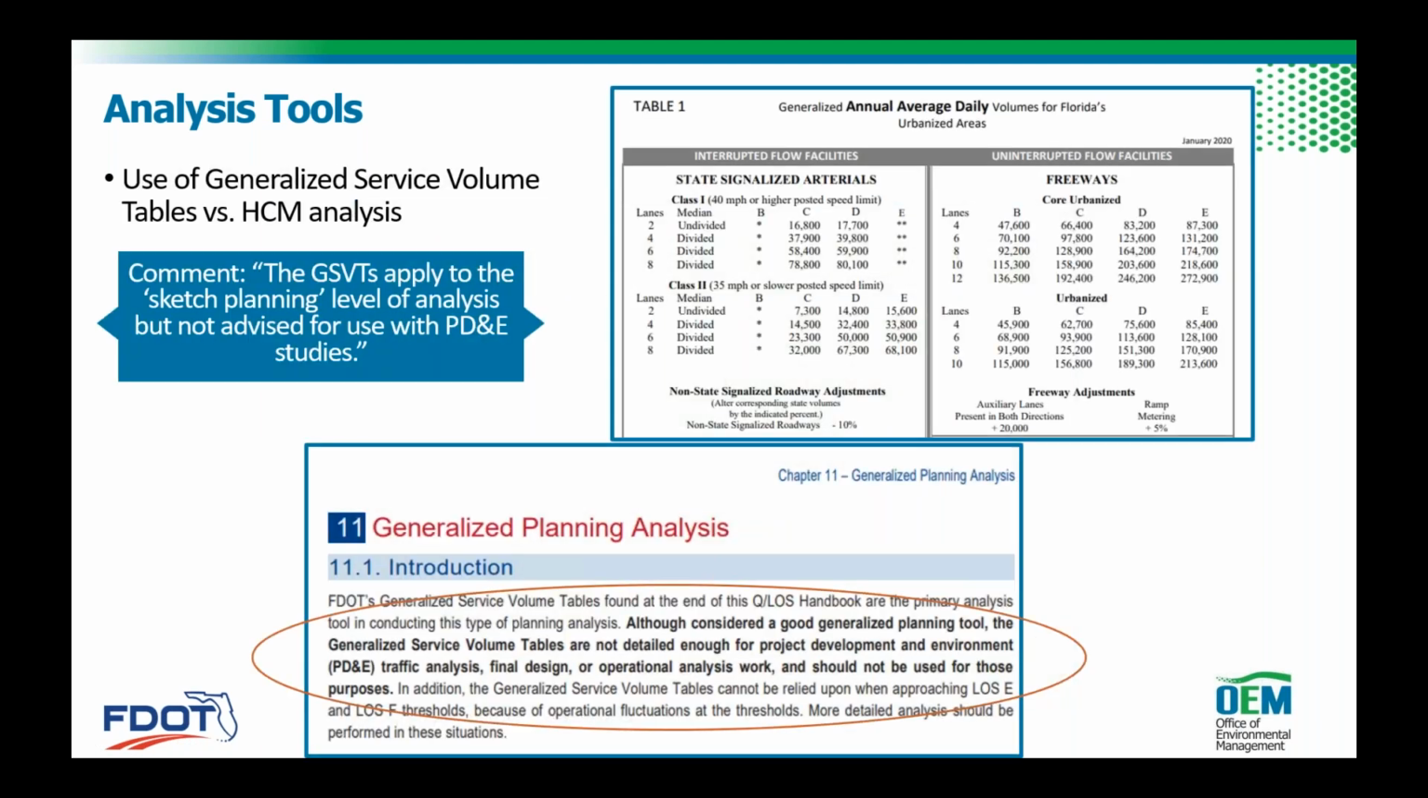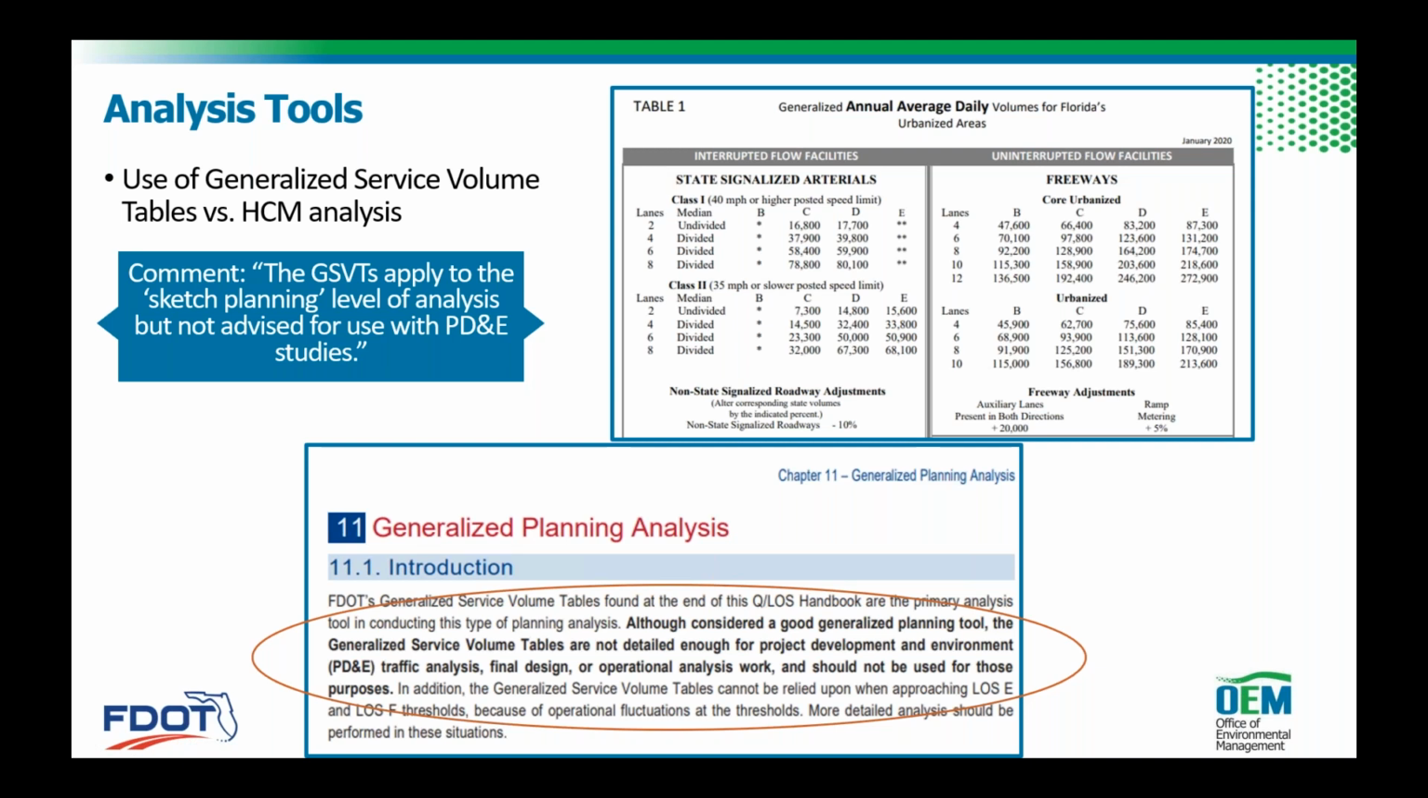So, use of Generalized Service Volume Tables versus HCM analysis. And this here is probably the number one comment I've had to give in PTAR reviews, in addition to just general traffic analysis outside of PTAR reviews. I think there's a misunderstanding of what the use of these tables are for. For those unfamiliar with these tables, they're straight out of the Quality Level of Service Handbook that FDOT publishes, and the tables are at the end. There's many tables for AADT, peak hour, and urbanized areas, rural areas.